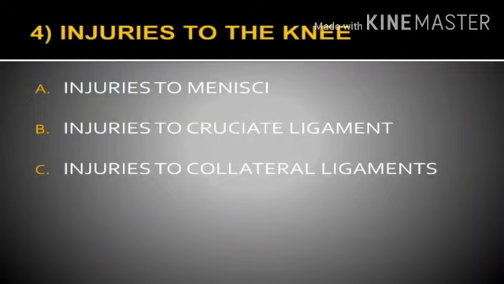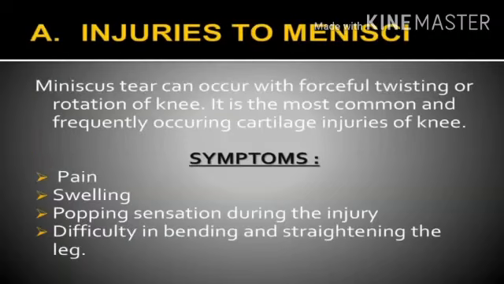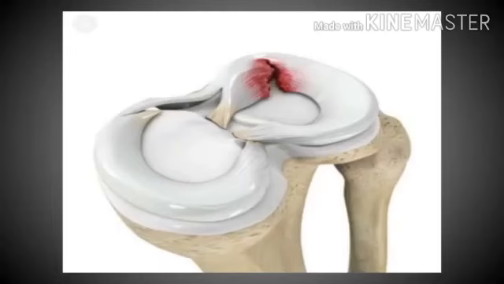Injuries related to the knee joint. These are injuries to menisci, injuries to cruciate ligament, injuries to collateral ligament. Injuries to menisci are so common. Meniscus tear can occur with forceful twisting or rotation of the knee. It is the most common and frequently occurring cartilage injury of the knee. Symptoms of this injury are obviously pain and swelling. Swelling is because of the overproduction of synovial fluid to compensate, popping sensation during the injury, difficulty in bending and straightening the leg.